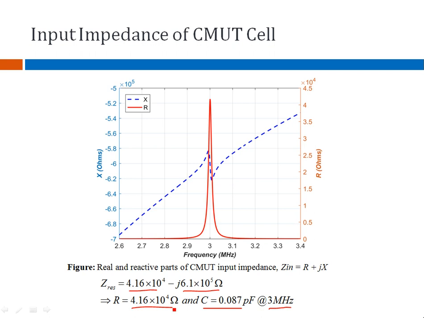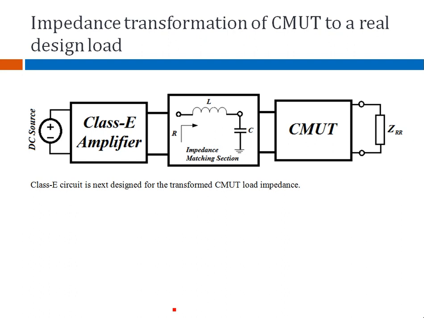So what we propose in this scenario is that the CMUT is a predominantly capacitive load with radiation resistance. The real part comes in.